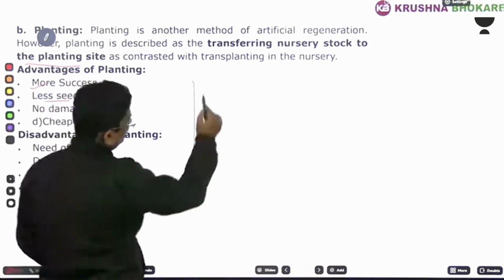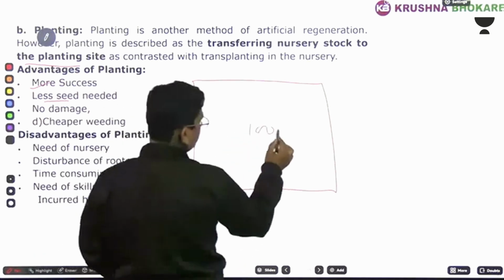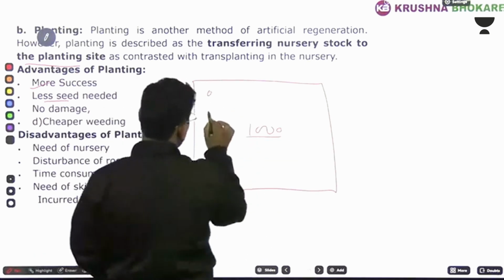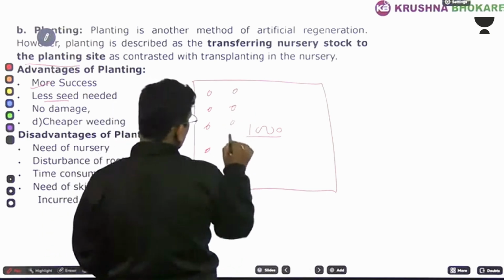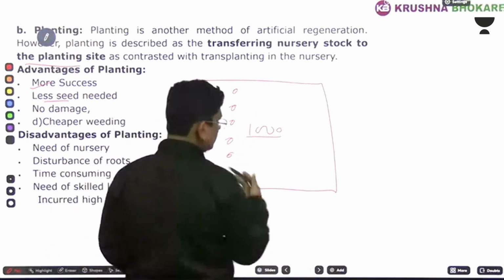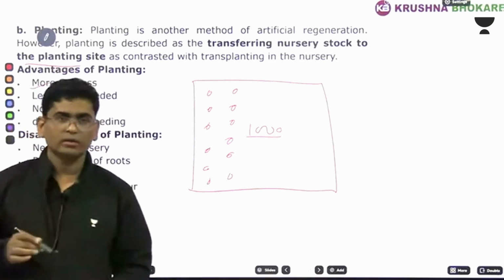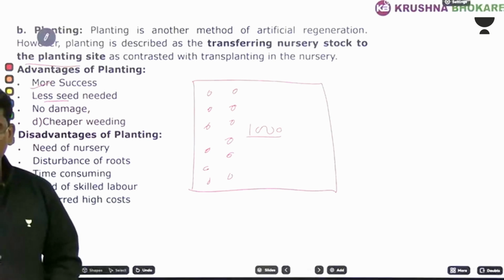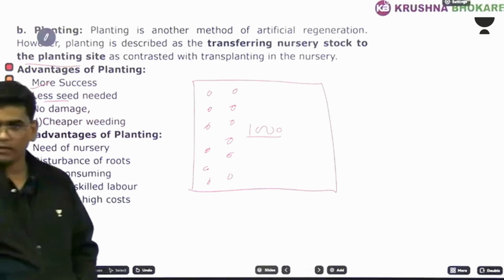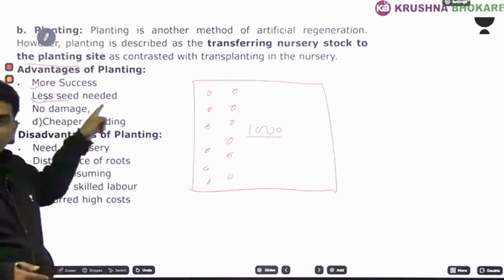Let's say this is your overall forest area and there are around 1000 spots here. For 1000 spots, how much seed do you have to place? 1000. But sometimes all 1000 seeds will not get germinated. Let's say 900 will germinate and the remaining 100 will be blank. But in case of planting, fewer seeds are needed.